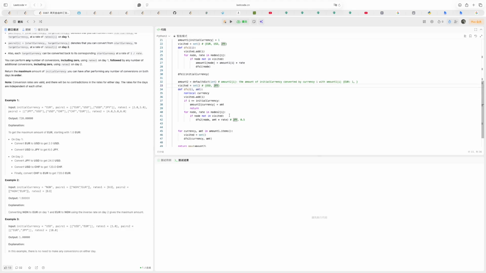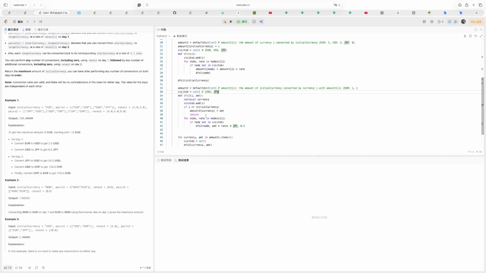Yeah, why? Okay, so there is no way to get to the initial currency, so it will return since USD is already visited.